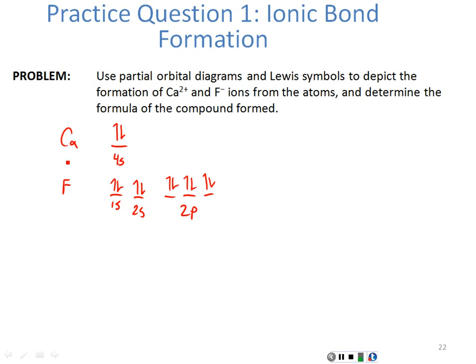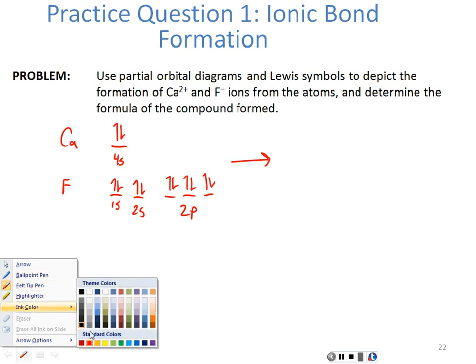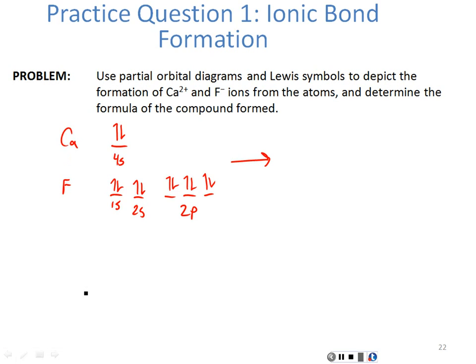Now when they form their bond, this electron will move here, but you'll notice that calcium will still have one electron left. So it's going to give up that electron to another fluorine atom.